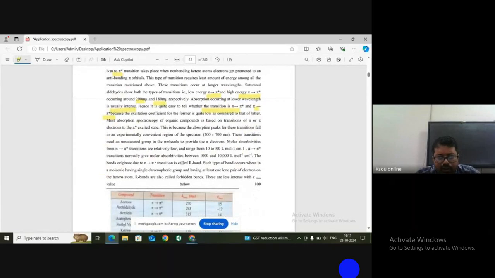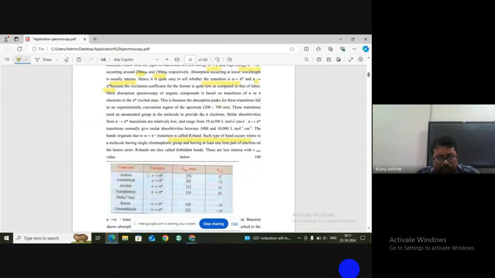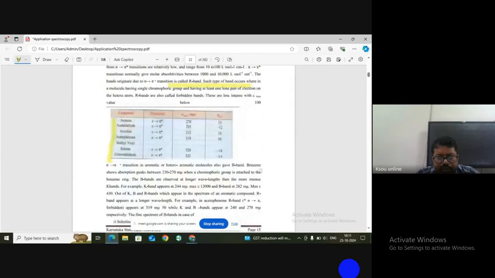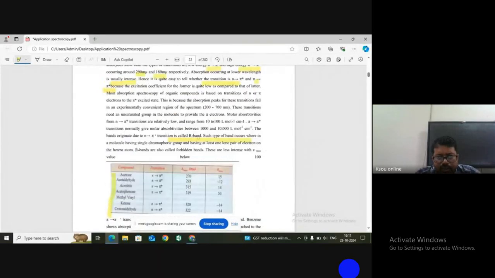These transitions are also called R bands. So the bands originating from the n to pi star transition are called R bands. Such bands occur in molecules like acetone, acetaldehyde, acetophenone, methyl vinyl ketone, and propionaldehyde. These are examples of compounds showing R bands.